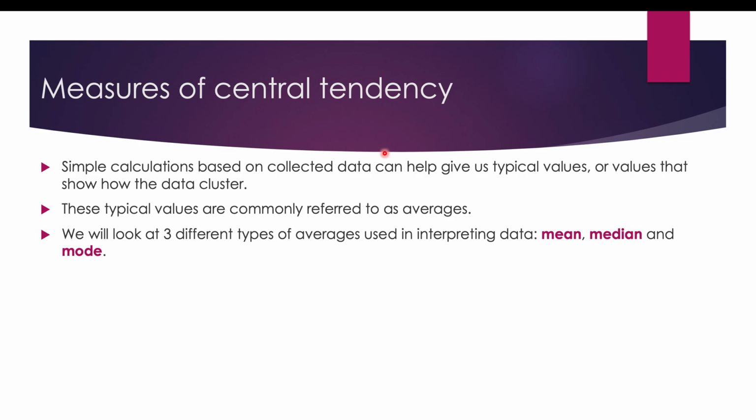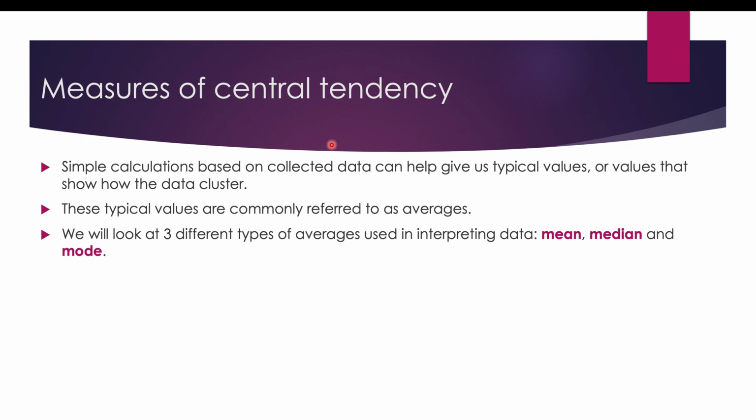Why is this not working? It means how close it is together, or if it's separated, or how it's behaving. How cluster means if they're all together at one point, or if it's very spread out. Okay, the typical values are commonly referred to as average.